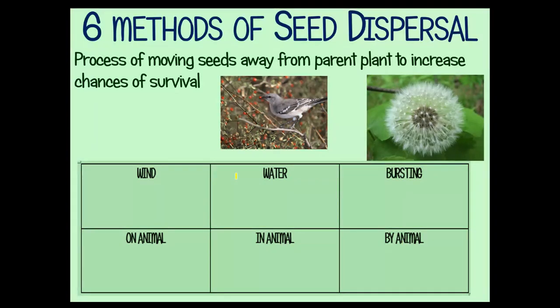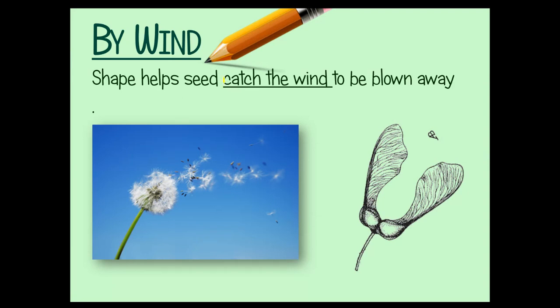The names of these methods are pretty easy to remember because the name kind of matches how the seed is dispersed. So wind, and if you want to just write down the keywords, again, you can pause this if you need to, but you can just write down like the underlined words if you want. You don't have to write down this whole thing because it's pretty easy to remember.